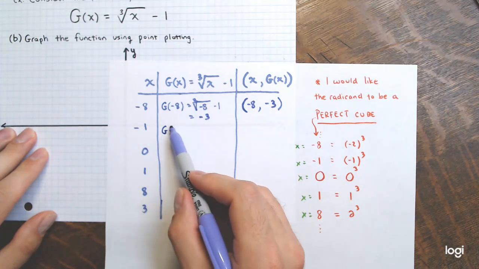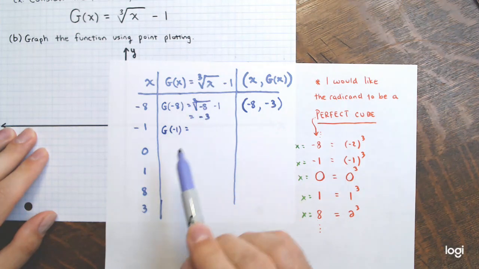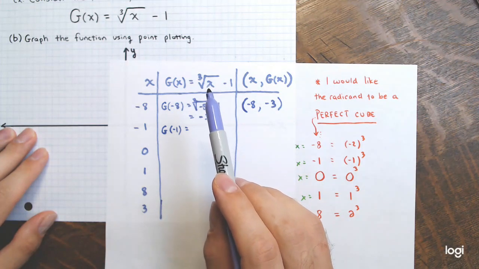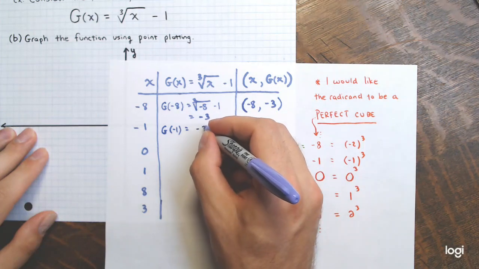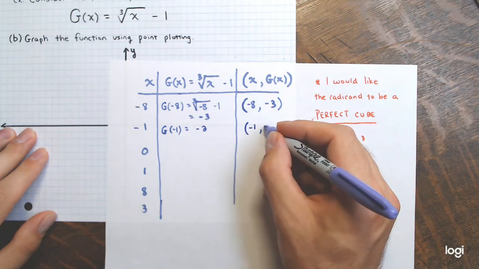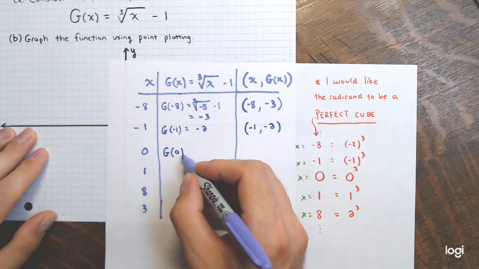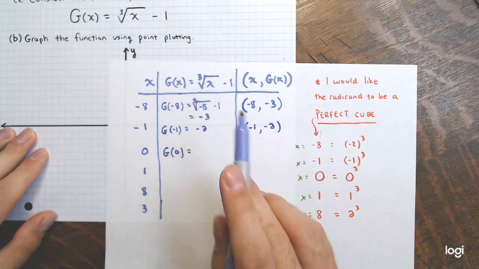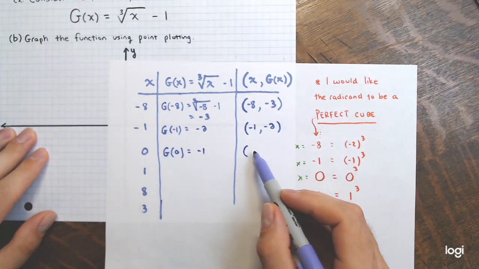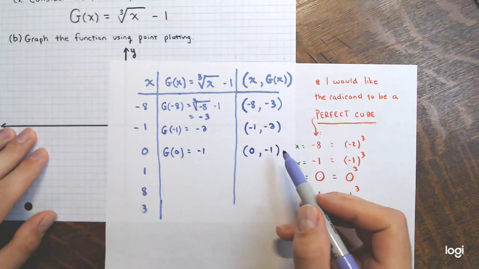The value of this function at -1 is, now I'm just going to say it this time instead of cluttering this up with a bunch of writing. The cube root of -1 is -1. Then -1 minus 1 is -2. So I have ordered pair, input -1, output -2. The value of g at 0 is the cube root of 0, which is 0. Then minus 1 would be -1. So I have ordered pair, plot the point 0, comma, and then output -1.